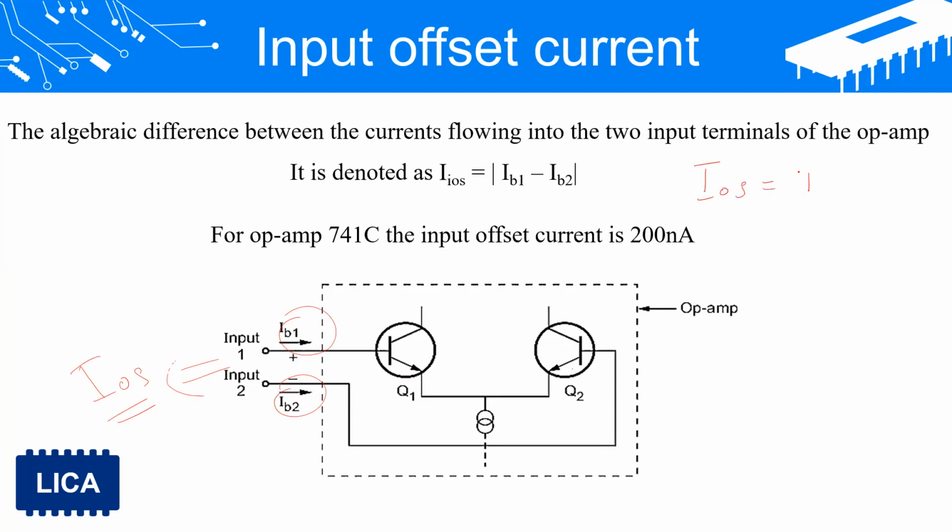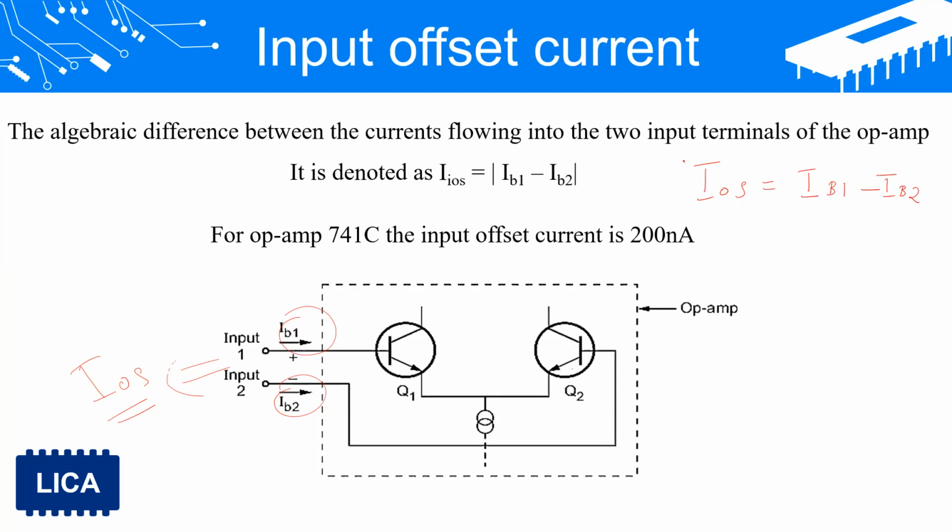IOS equal to IB1 minus IB2. Sometimes IB1 may be higher, then this formula is correct. In some other cases, IB2 may be the highest value. So here we can get a minus sign while subtracting.